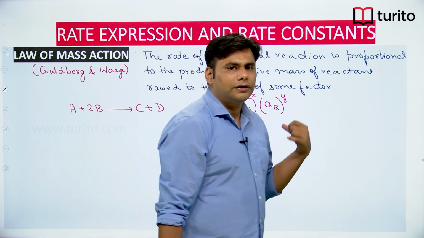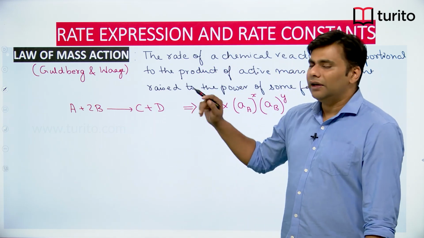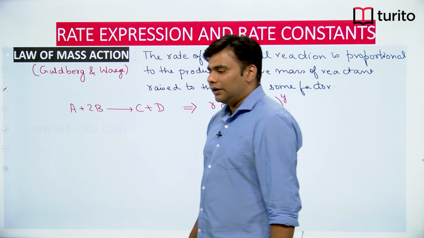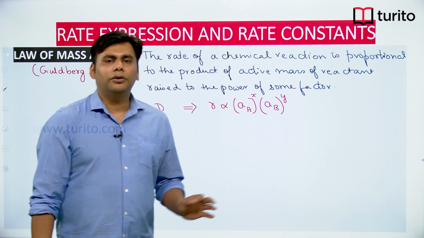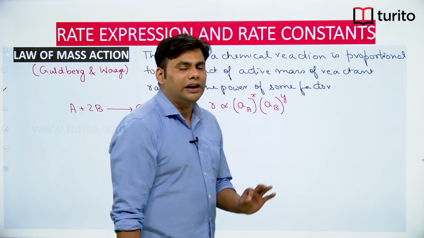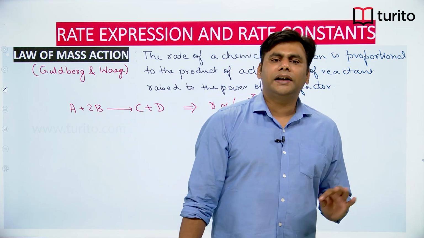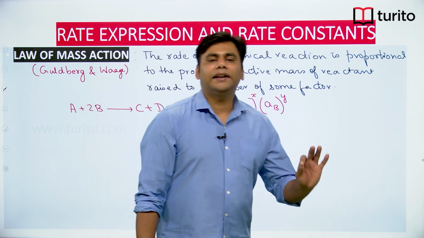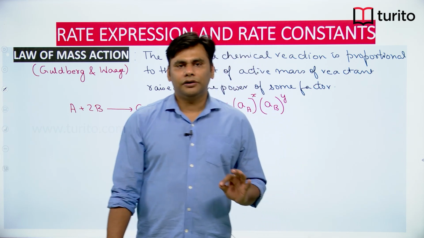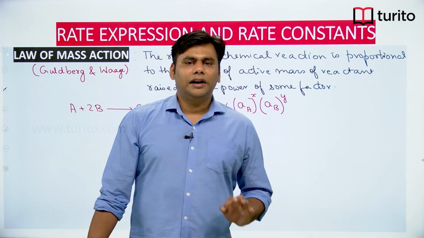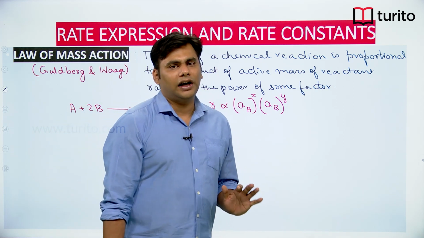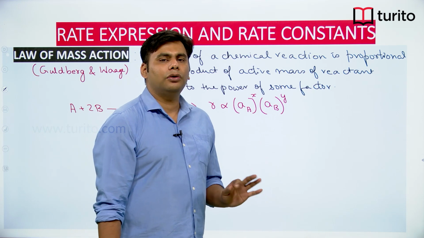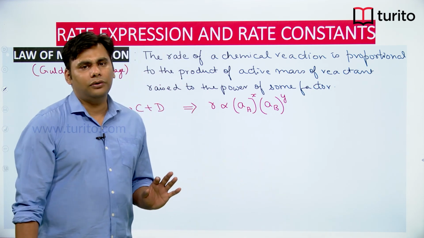Now, generally we carry out the reactions in the lab which are dilute in nature. For dilute solutions, the value of the activity coefficient is 1. So we directly say that the activity and the concentration are the same thing. At this level of understanding, we will assume that the activity and the concentration are the same, because the activity coefficient is 1 for a dilute solution.